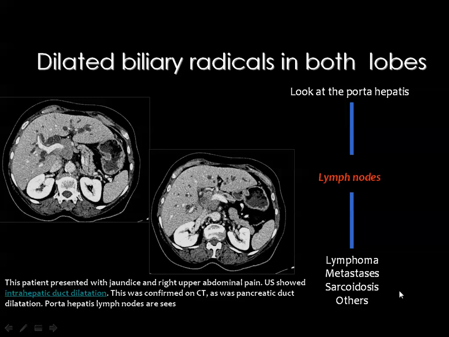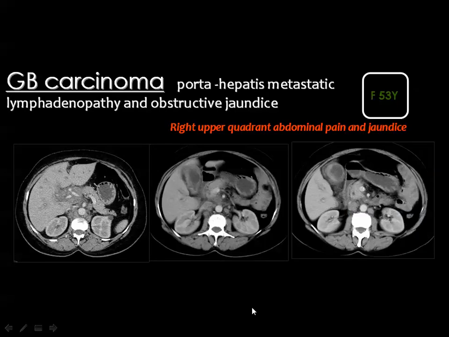The level is at the porta hepatis, and the cause is enlarged lymph nodes, whatever the underlying pathology. If there is a known primary malignancy, you may suspect the metastasis. If there is a known lymphoma or other stigmata of lymphoma, you may suspect lymphoma, and so on. Then look at this case, and you see that this gallbladder is slightly distended. The wall is considerably thickened, especially in this area.